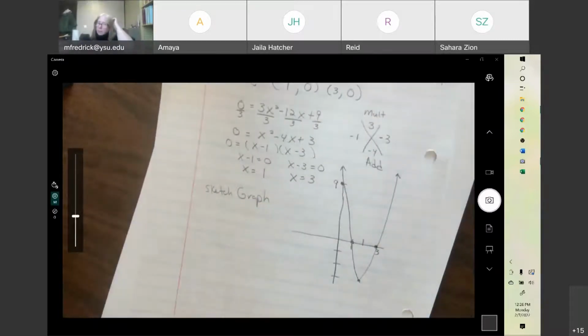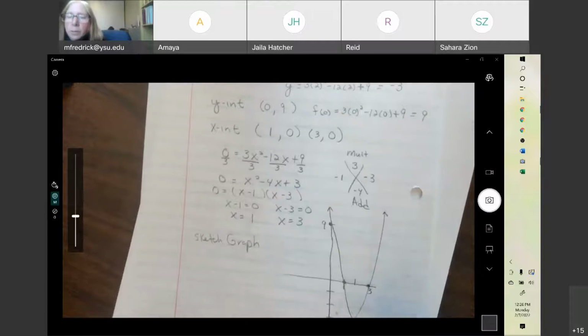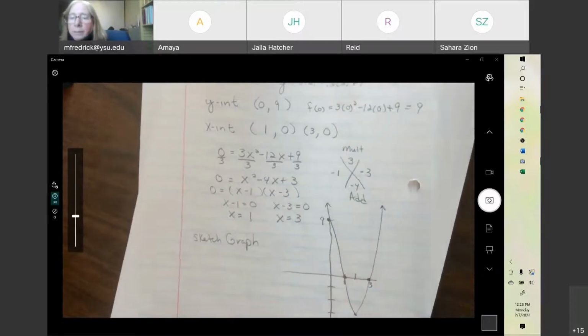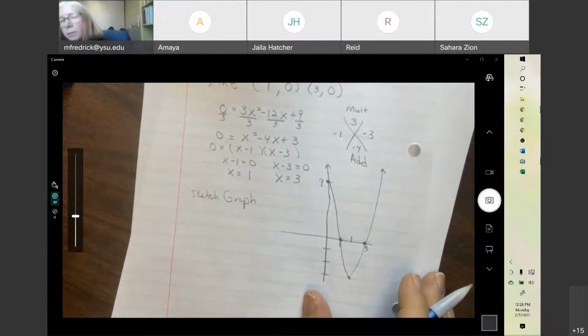So you just want to sketch the graph. Any questions on that? The one on the homework, I didn't ask for x and y intercept. So if you wanted to just mark the vertex and then draw it going up, that would be fine. If it doesn't ask for x and y intercept, you don't have to show that. Any questions on that one?